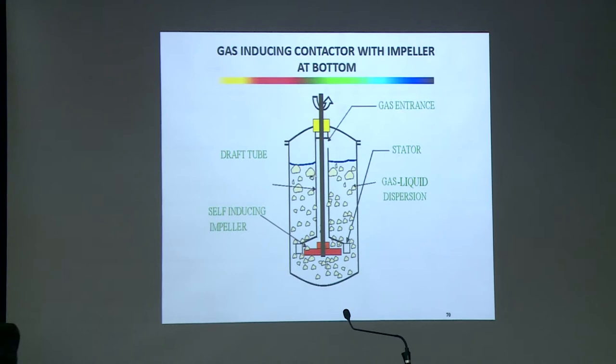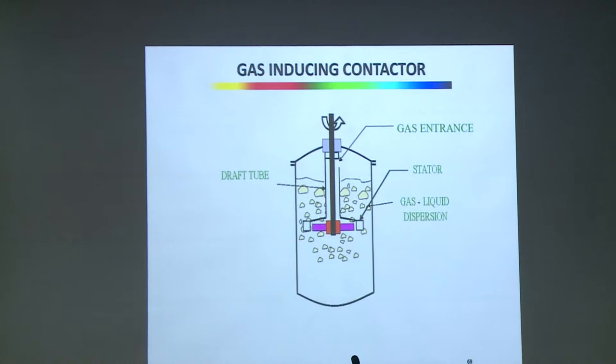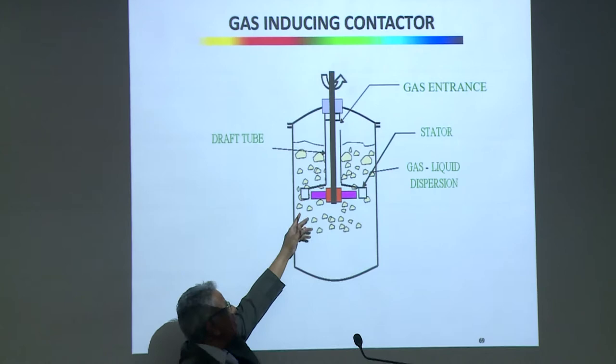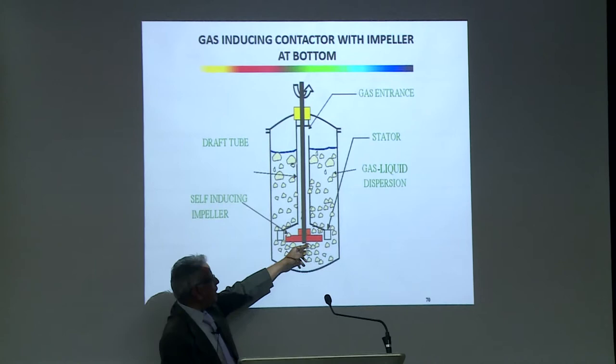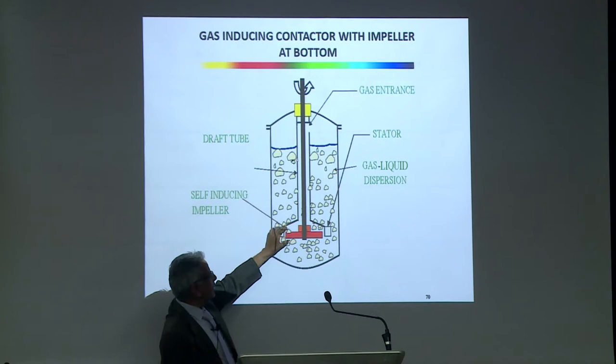The only difference between these two is that here the low pressure region to be created is proportional to the liquid height above that point, right? Whereas in the second case, the impeller has to rotate in such a way that the pressure reduction is over and above the h rho g. Now h rho g is high.